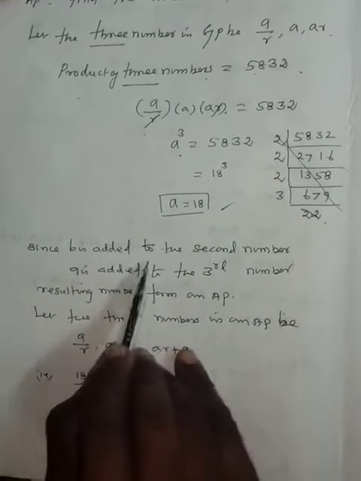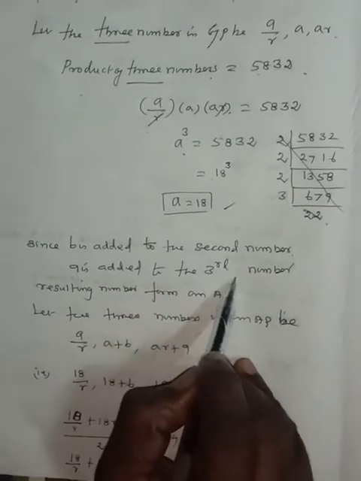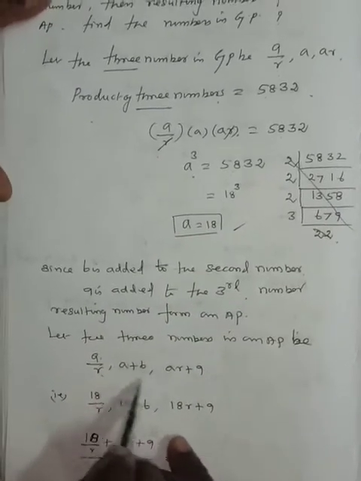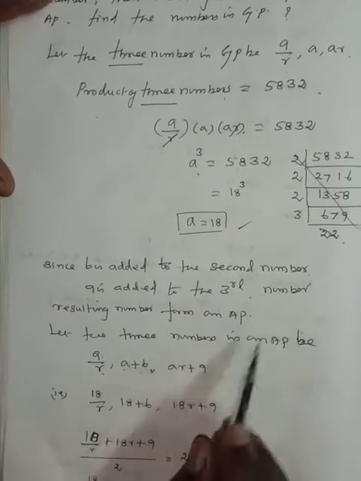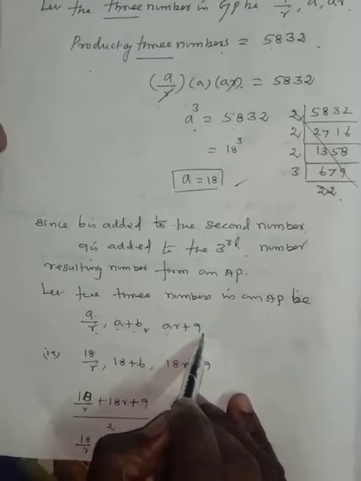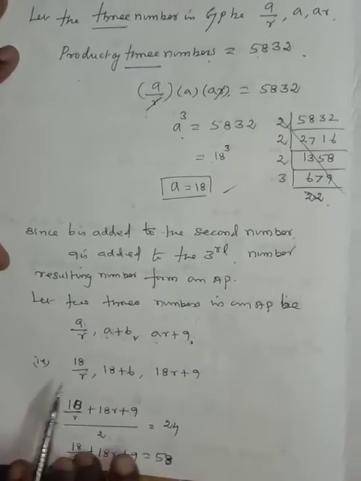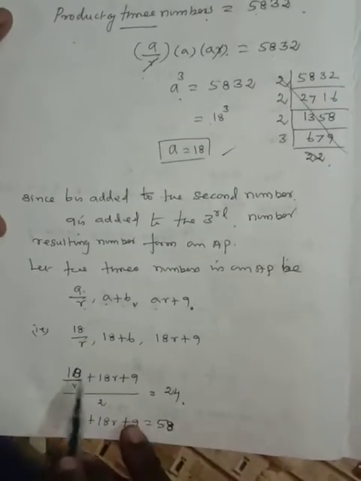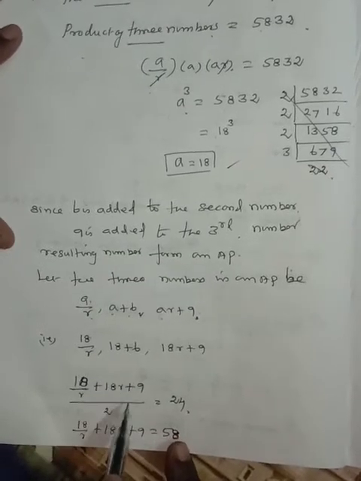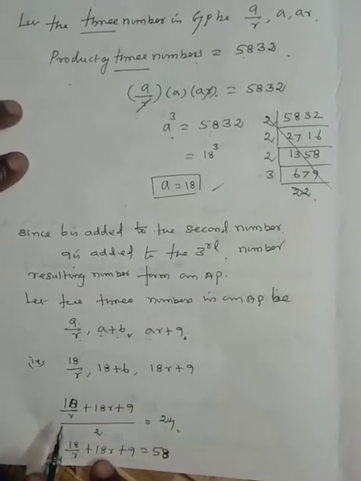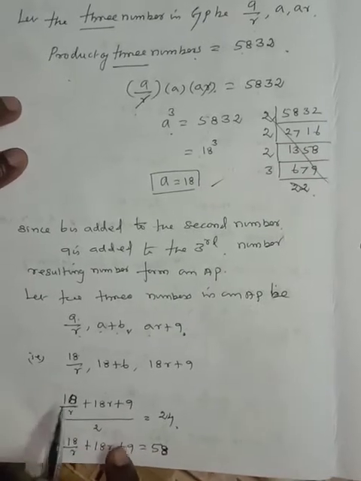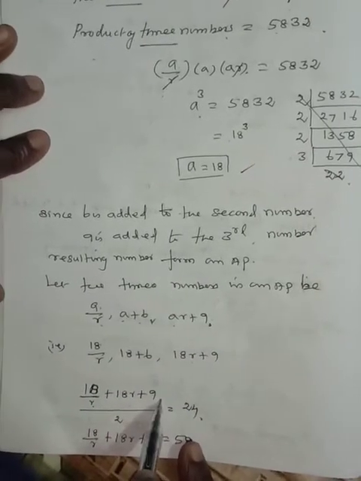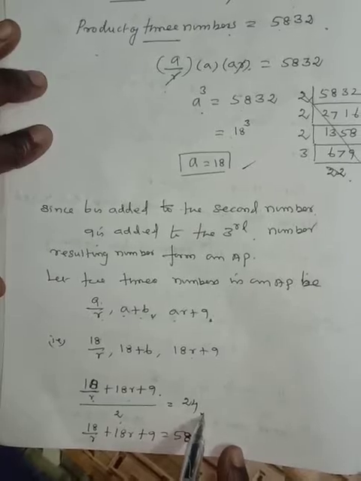Since 6 is added to the second number and 9 is added to the third number: the second number is a, so adding 6 we get a plus 6. The third number, adding 9, we get ar plus 9. Now the sum of the first and third numbers divided by 2 gives the middle term, 24. Therefore (18 by r plus 18r plus 9) whole divided by 2 is equal to 24, where 24 is the middle term.